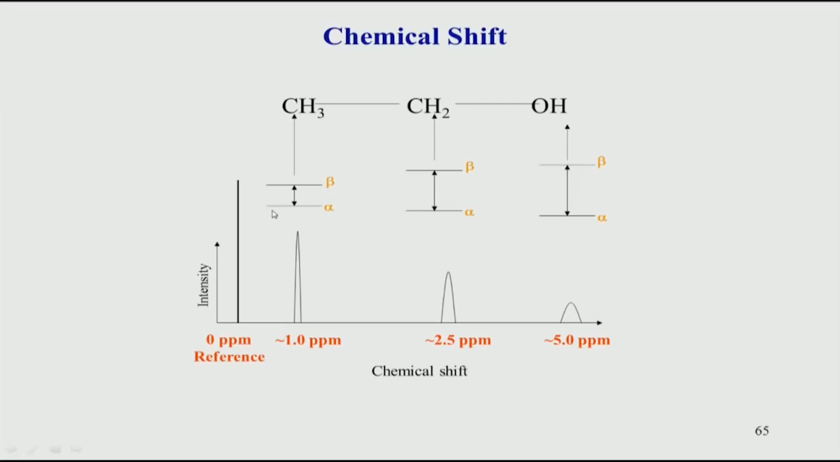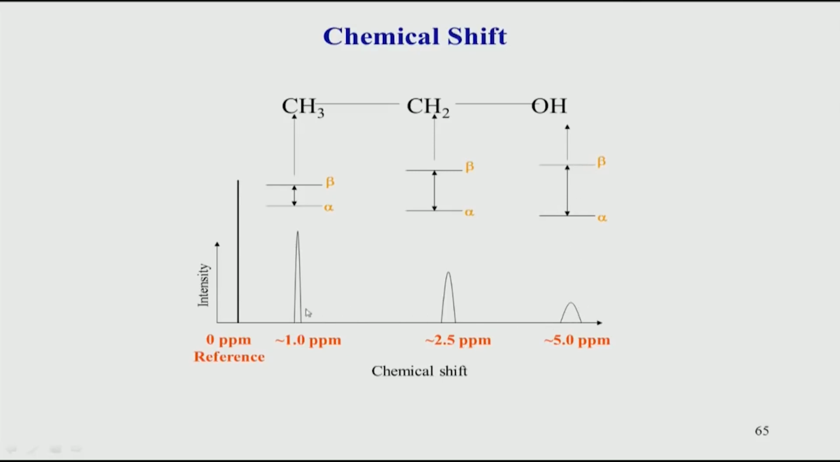And when you start exciting the protons, this particular one will have a different frequency of excitation, which is converted into a ppm scale, as we will see shortly, and that is why this peak comes at a different location compared to this peak. Because this peak has a different resonance frequency, it has a different frequency of excitation, and similarly this OH will have a different frequency of excitation.